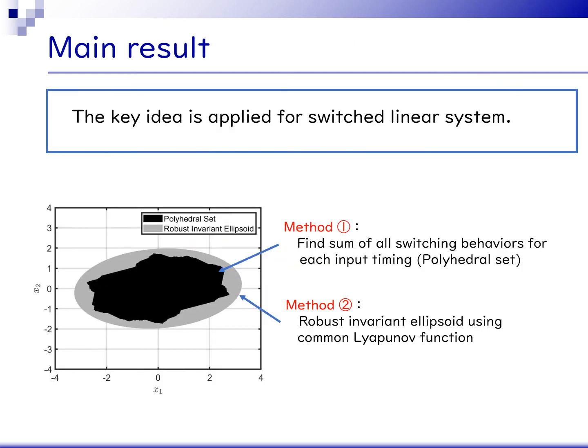This slide shows the main result. The key idea is applied to the switched linear system. In method 1, find the sum of all switching behavior for each input timing. A polyhedral set can be obtained. Method 2, robust invariant ellipsoid using a common Lyapunov function for each switching behavior.